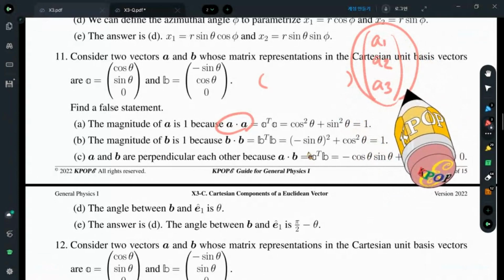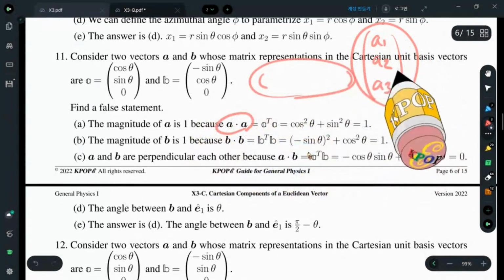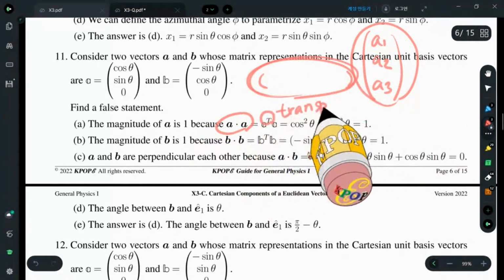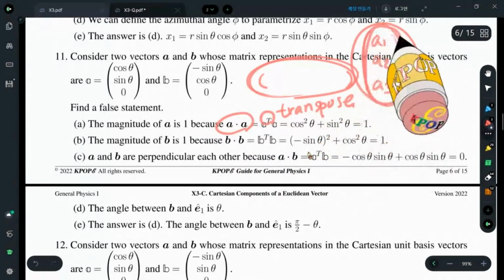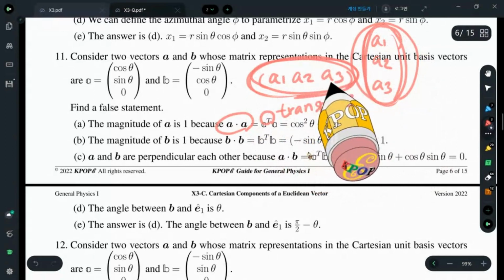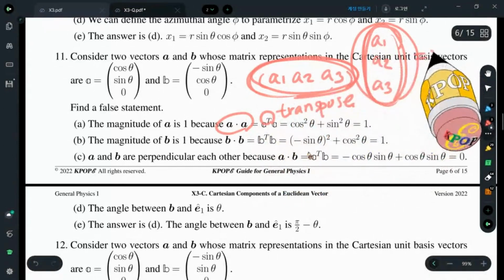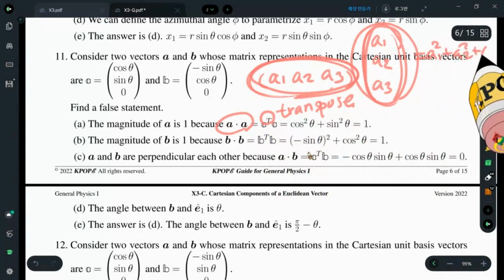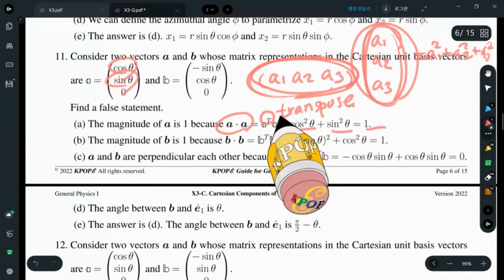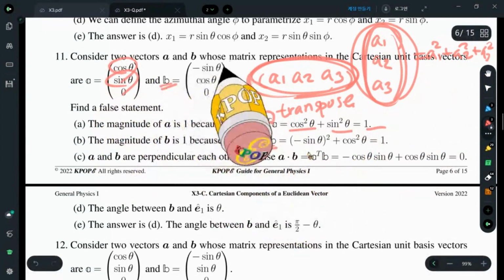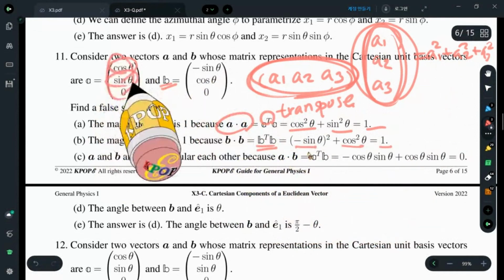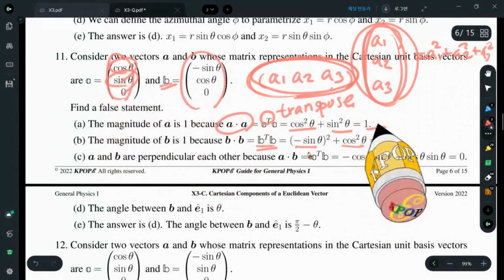Converting this column to a row is called transpose. Flip this one as a row, A1, A2, A3. If we multiply this, the answer is A1 squared plus A2 squared plus A3 squared. So cosine squared plus sine squared is 1. In a similar manner, B squared is minus sine squared plus cosine squared, which is again 1. Aha, these two vectors represent unit vectors.